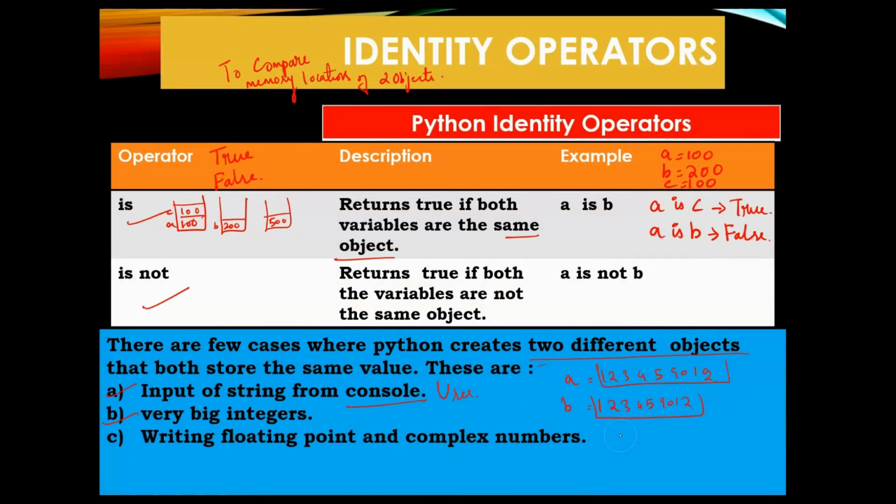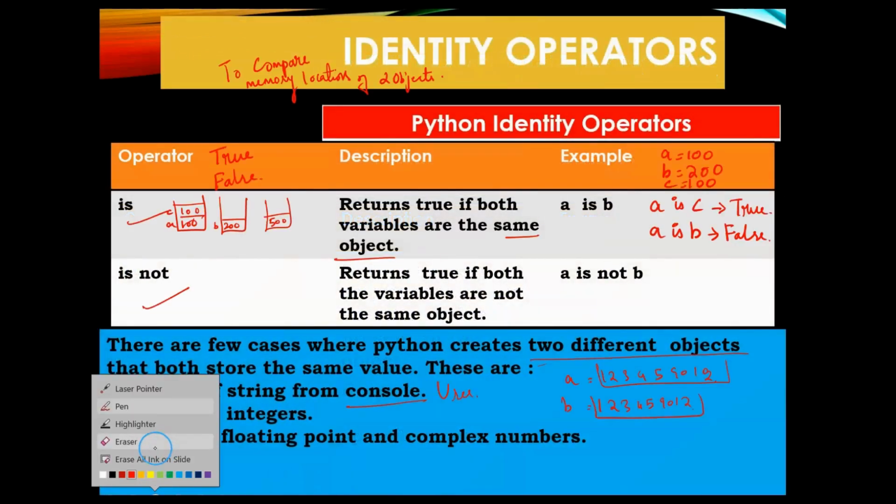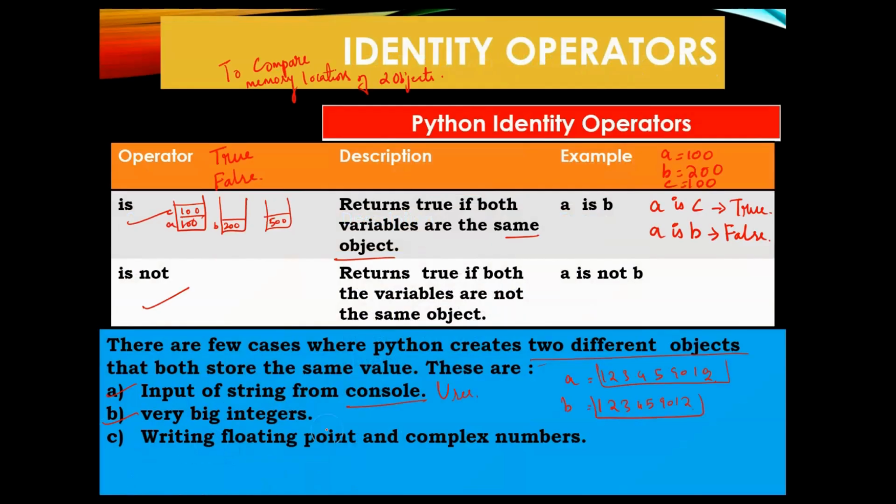The next case is floating point and complex numbers. You all know floating point and complex numbers. If I write A is equal to 5.6 and B as 5.6, both will be stored in different memory locations, because they are floating point numbers. Even though they are the same, they share different memory locations.